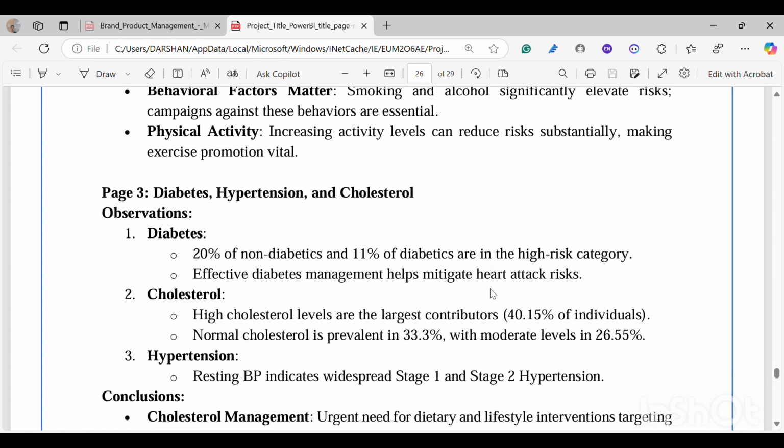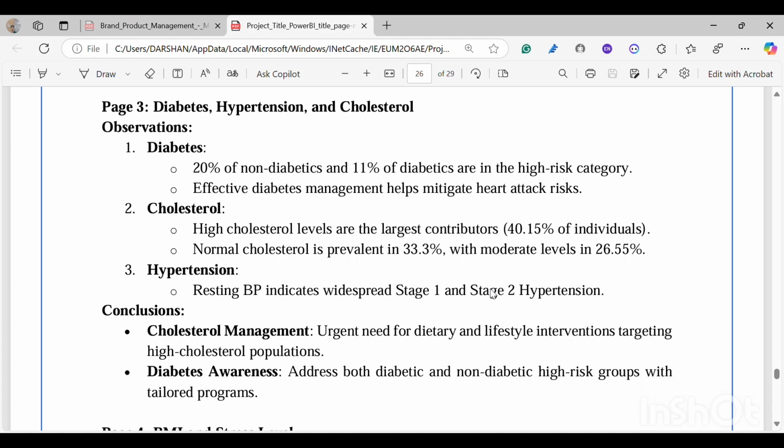Then the third page: diabetes, hypertension, and cholesterol. I need to mention here that in our data set for diabetes and hypertension, there are more people who do not have hypertension and diabetes, so the proportion of not having the disease and having the disease is somehow undistributed. So we cannot directly generate insight from it and tell whether diabetes impacts heart attack risk or not. We are avoiding that.